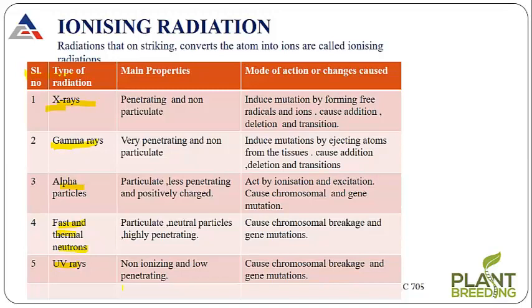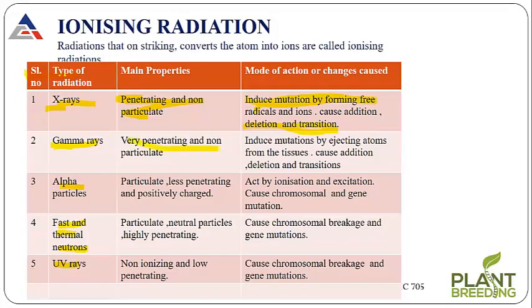Okay. X-rays, gamma rays, alpha, fast and thermal neutrons, UV rays. Clear? Are you getting my points? So this is the type of radiation. What is the property of X-ray? They are very penetrating and non-particulate. What is the mode of action, or the change it causes? It induces mutation by forming free radicals and ions, causing addition, deletion, and transition.